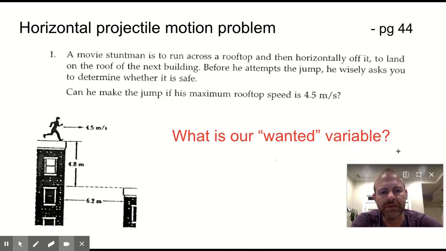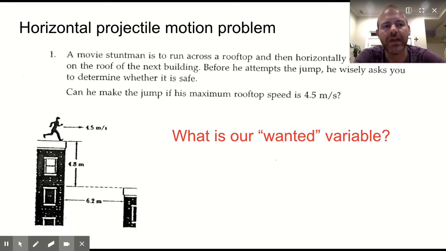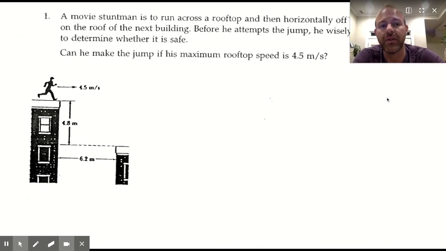Well, our wanted variable is kind of unknown here. What do we want to know? Will he make it 6.2 meters? That's probably the thing we want to know. So it's not actually 6.2 meters, a delta x, or distance traveled. It's actually what is the final x position.